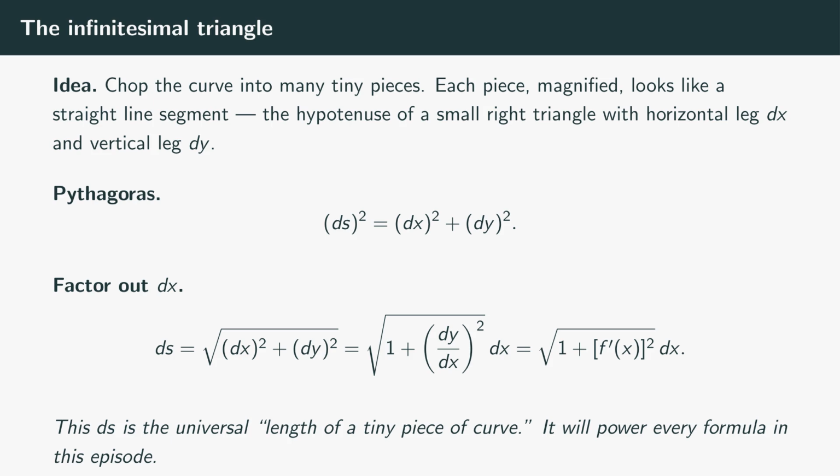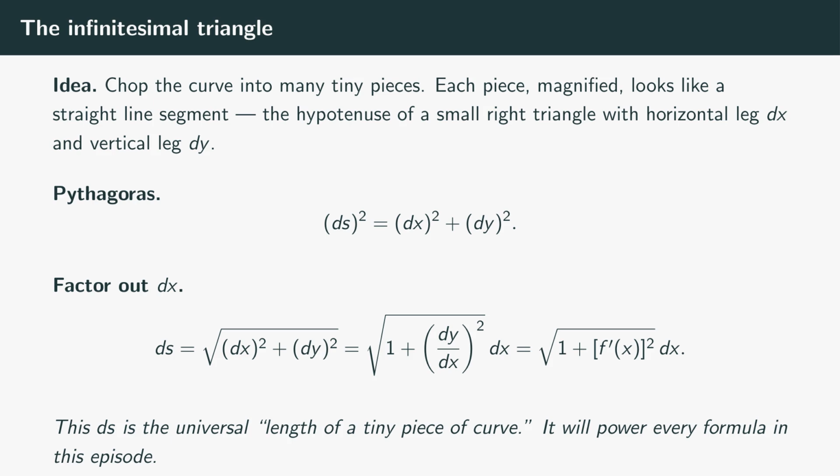The piece goes from a point x, y to a nearby point x plus dx, y plus dy. Horizontal leg dx, vertical leg dy, slant hypotenuse ds. Pythagorean theorem, ds squared equals dx squared plus dy squared. Take the square root and factor out dx. ds equals the square root of 1 plus the quantity dy over dx squared times dx. Since dy over dx equals f prime of x, we have ds equals the square root of 1 plus f prime of x squared times dx. That's it. That's the whole new ingredient.